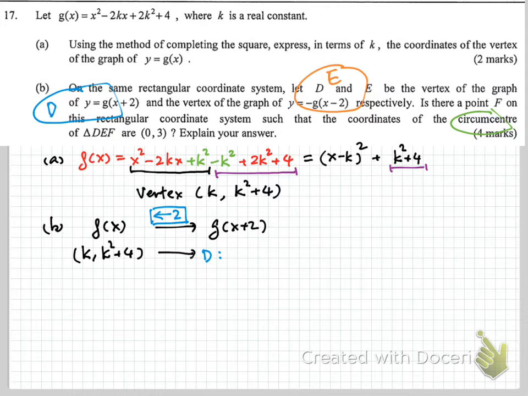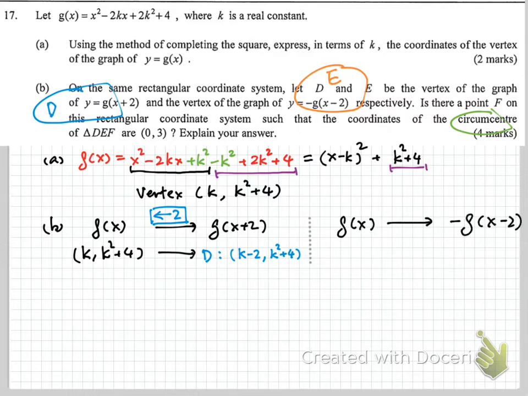What used to be k and k squared plus 4 now becomes k minus 2, k squared plus 4. This is the position of point D. The vertex used to be k and k squared plus 4. Now it's moved to the left by 2 units, so the point D, the new vertex, becomes k minus 2 and k squared plus 4.